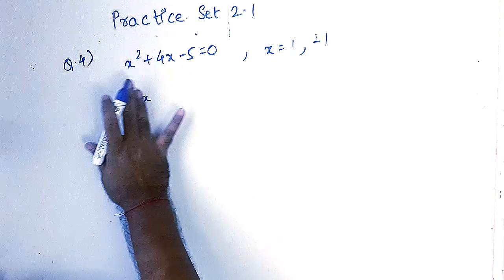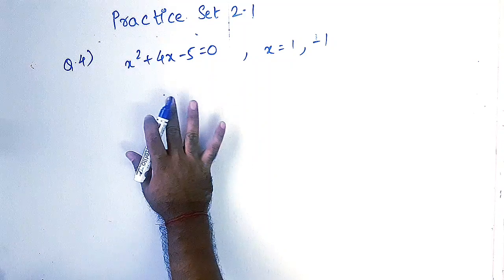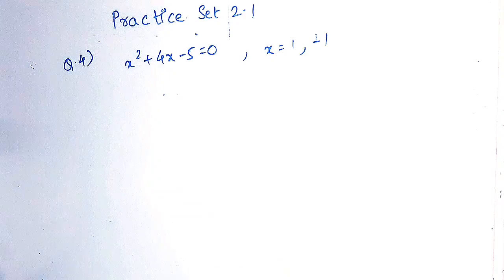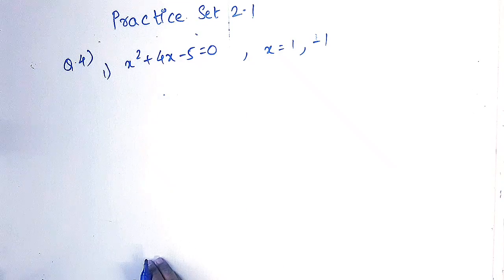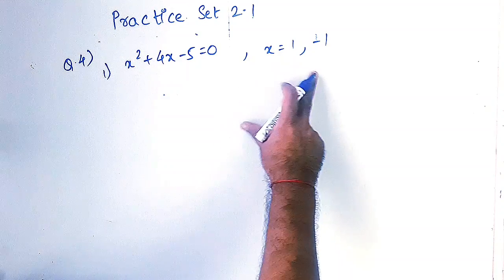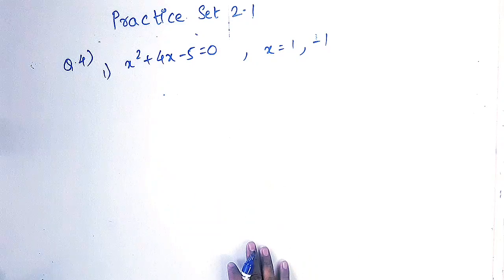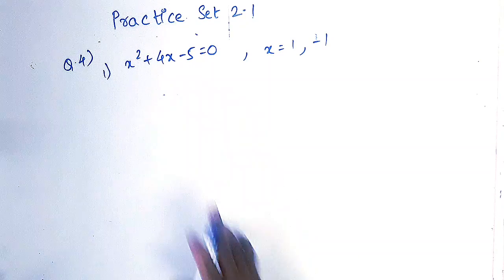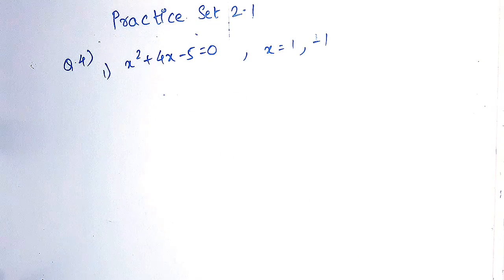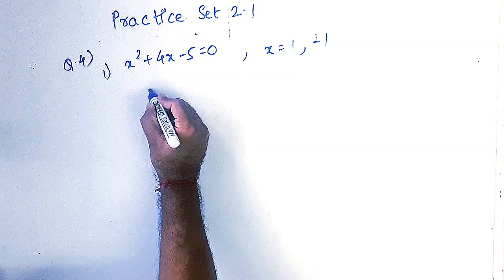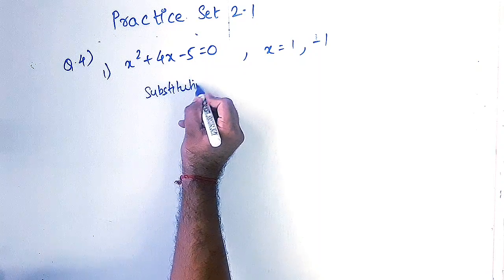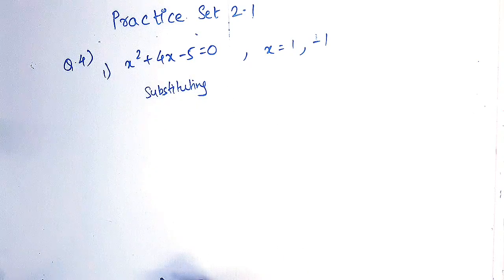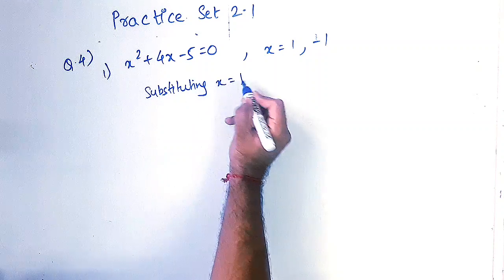Okay, then now question 4 says that x square plus 4x minus 5 equals to 0. Okay, in that we have sub question 1 and we have to check whether the values given against them are the roots of the quadratic equation or not. So in that case what can we do? Substituting x is equal to 1.